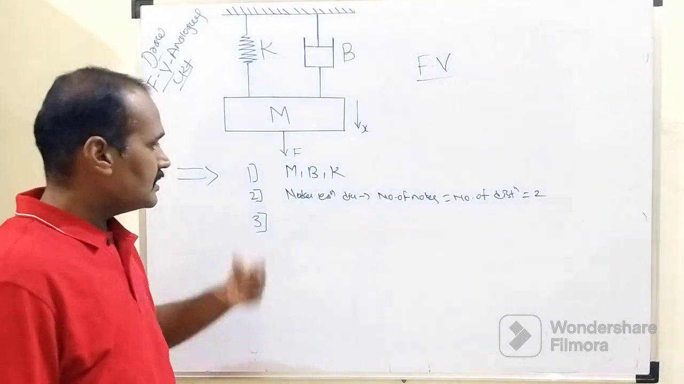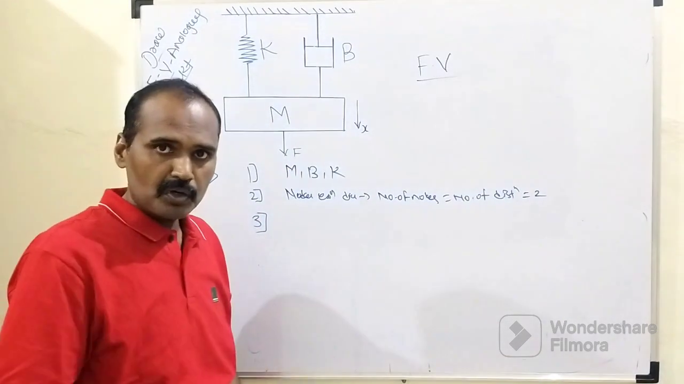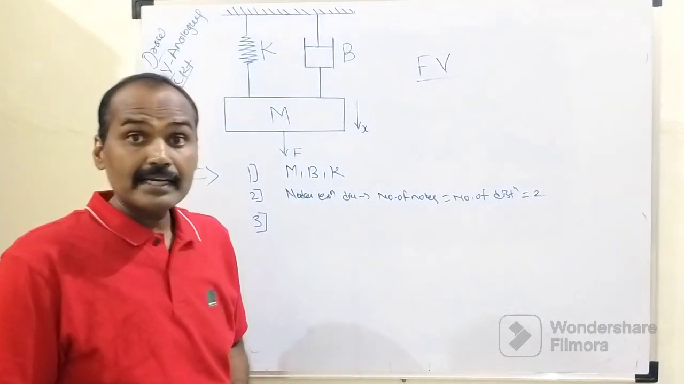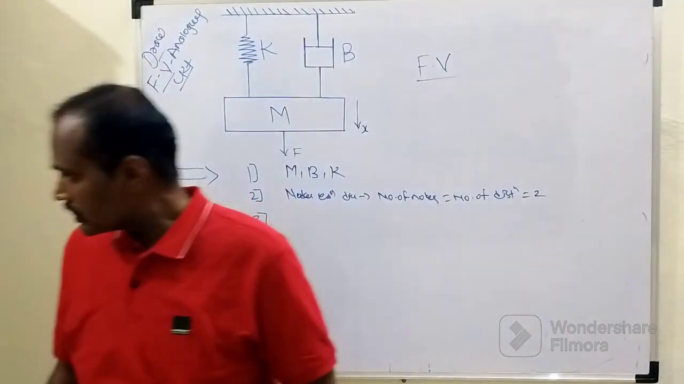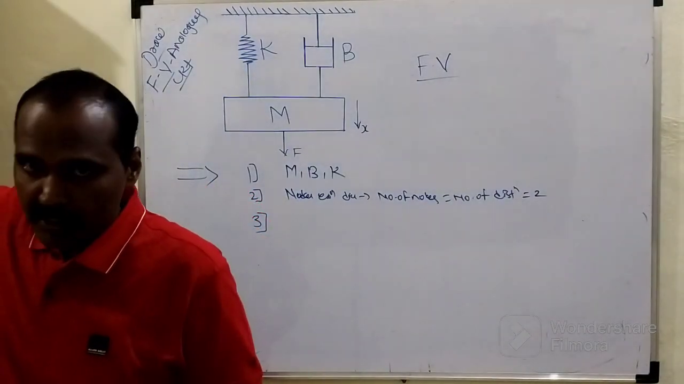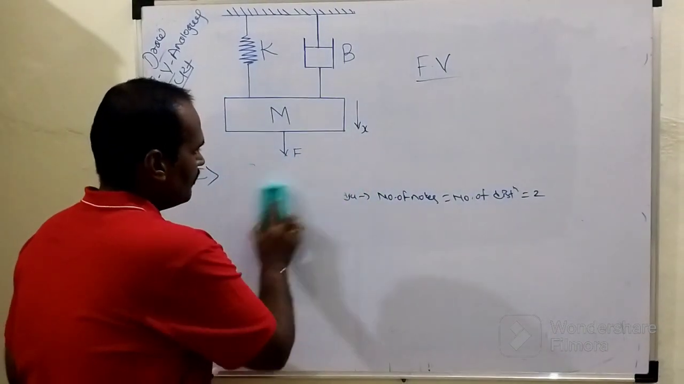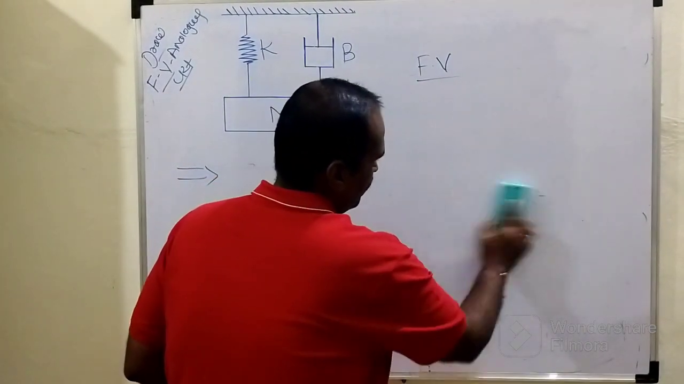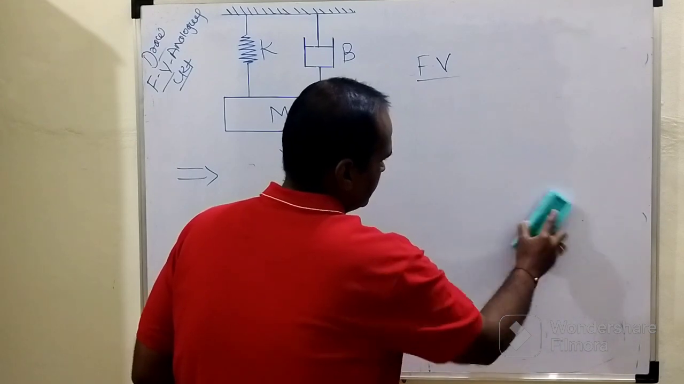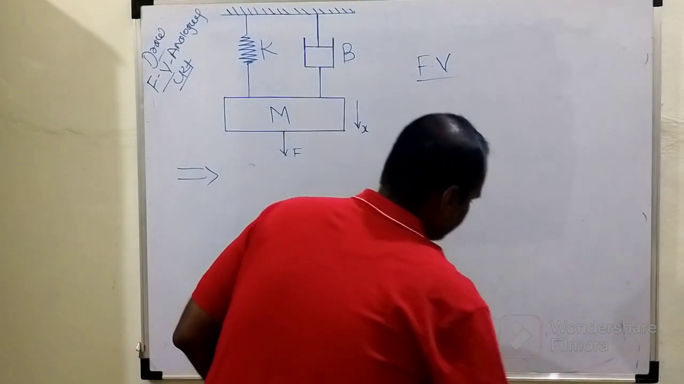And in the third step, we need to draw the equivalent electrical system of this given mechanical system. So these are the three basic steps involved in the force voltage analogous circuit.